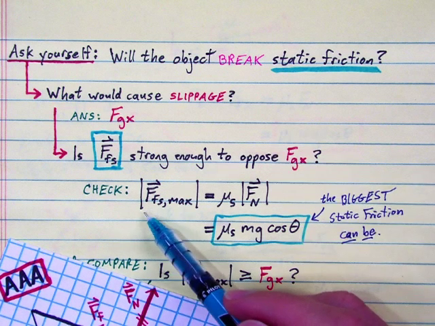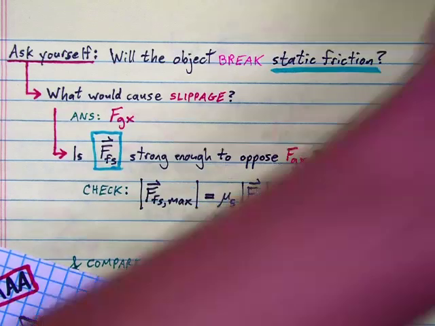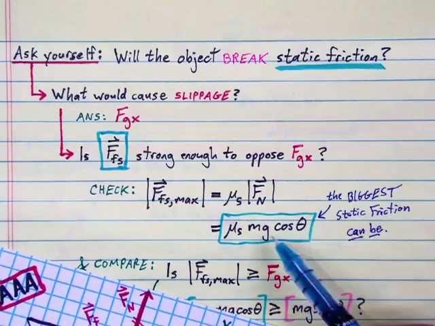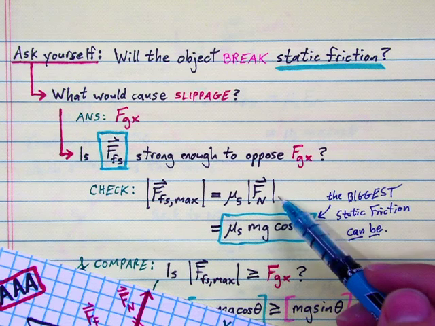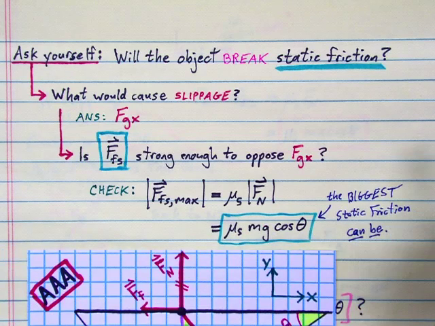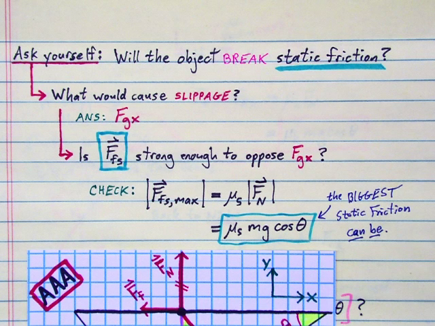So let's check. Let's find the maximum value of the force of static friction, which we know is μs times the magnitude of the normal force. And our normal force we've worked out from the trig is mg cos theta. So here, this expression will give us the biggest possible value of static friction. That's as big as static friction can be.